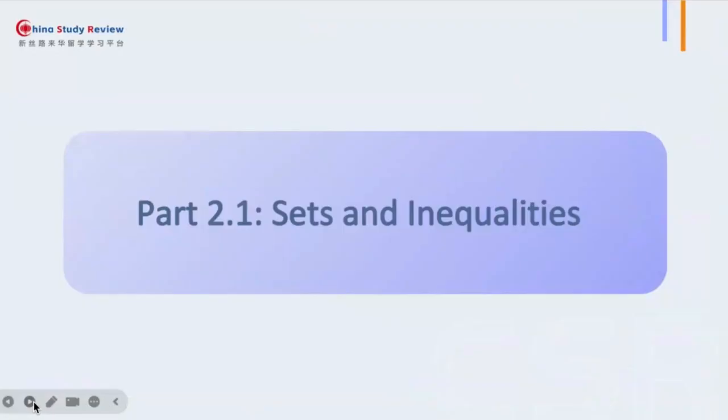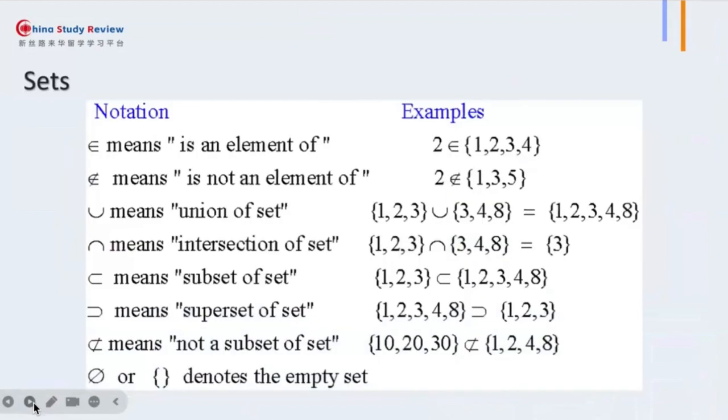So the first one is sets and inequalities. You will see that we have notation and examples. I think all of you are already familiar with those symbols, so I will not stop here, but I will emphasize that these two, you will see them in your examination, because union and intersection is quite common.